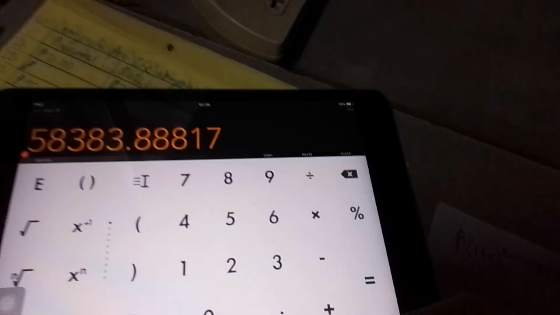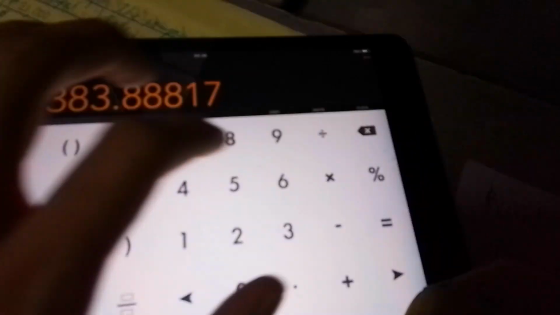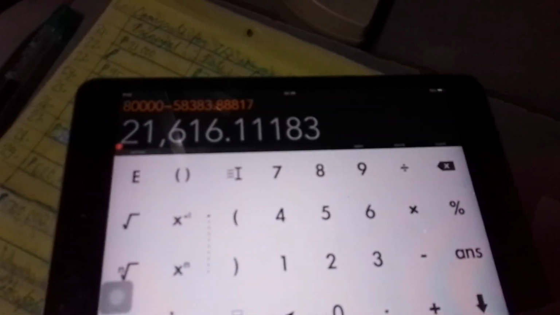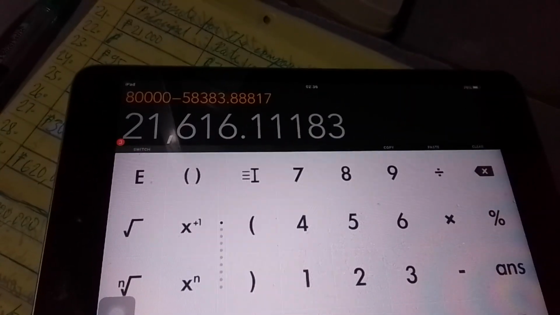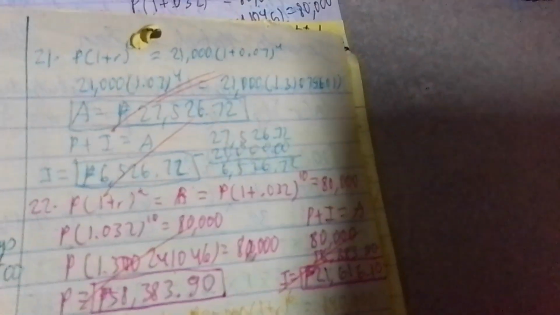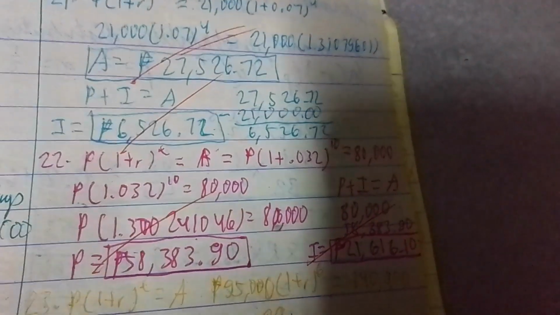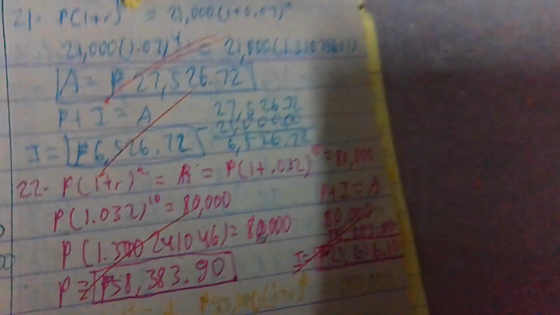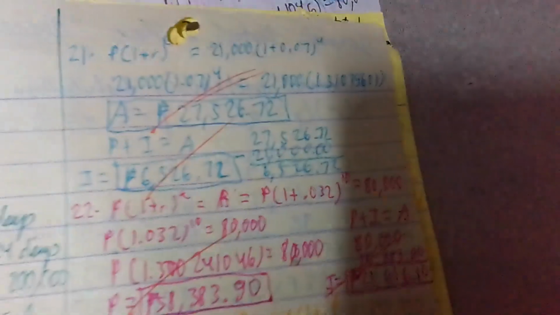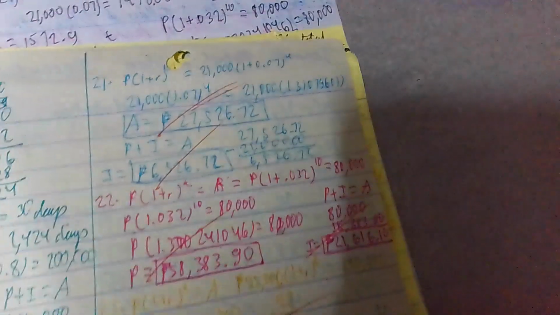So, diba remember, that is your principal, diba? So, we have, what's the principal, what's the future value? 80,000. 80,000 minus this to give you 21,616.10 pesos. So, that's how you get the interest. Very easy, diba? Okay, that's how you solve for the present value if the future value is given.